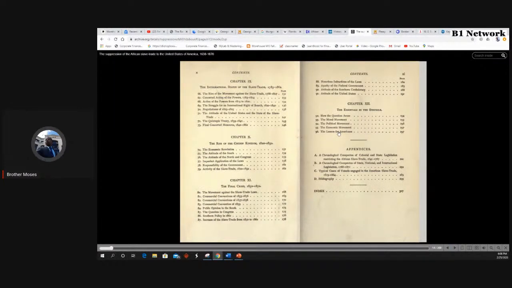And so you have chapter 9, the international status of the slave trade, to make it bigger than a story about black slaves, but to make it an economic endeavor that America is undergoing. And what does he go into in chapter 10? The rise of the Cotton Kingdom.